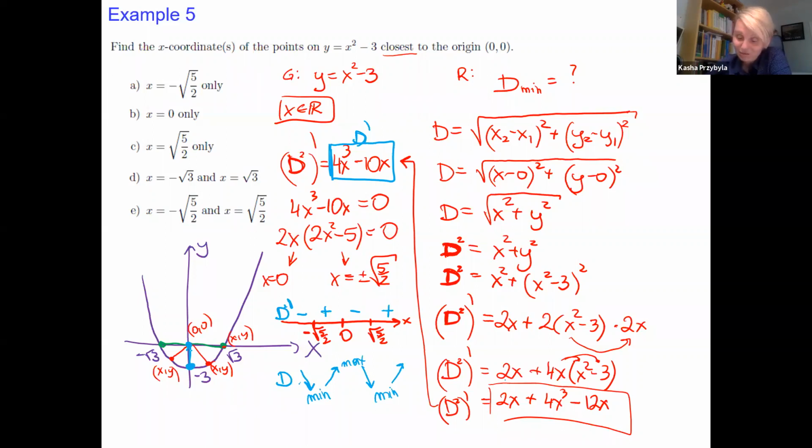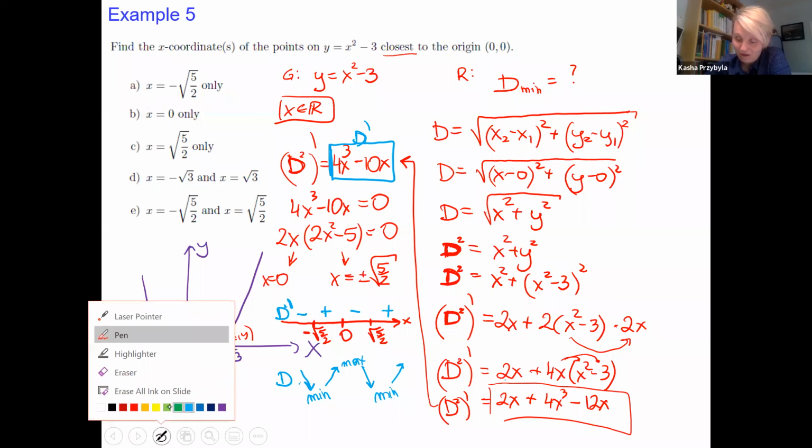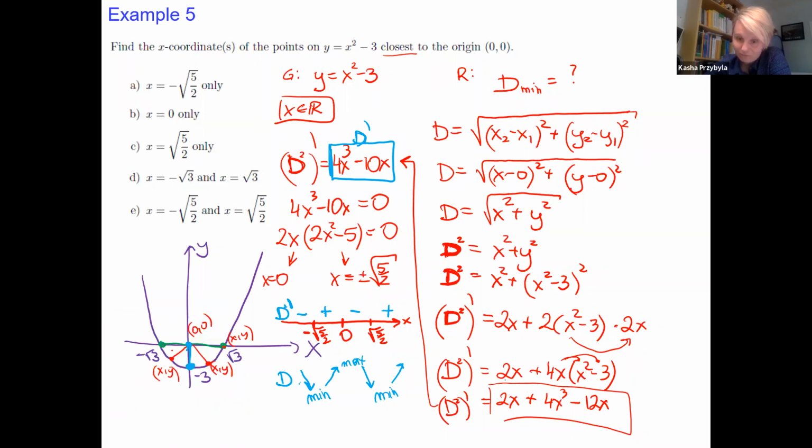But minimum is definitely at these points. These numbers will be negative and positive square root of 5/2, and we don't have to compute the corresponding y values again.